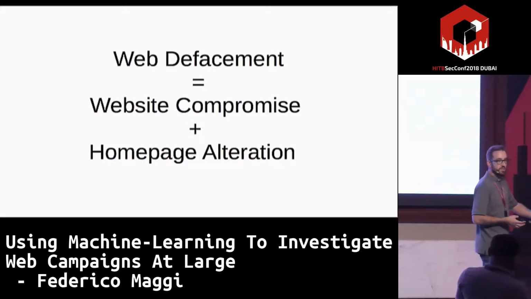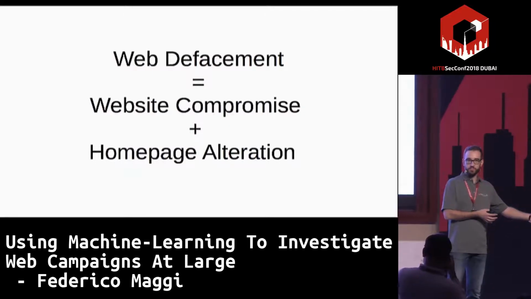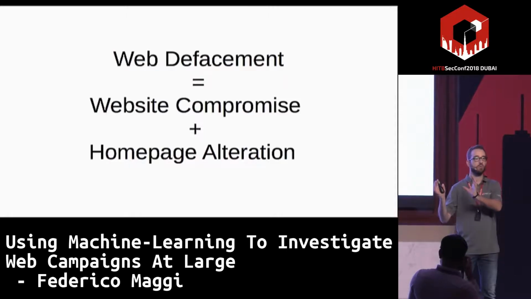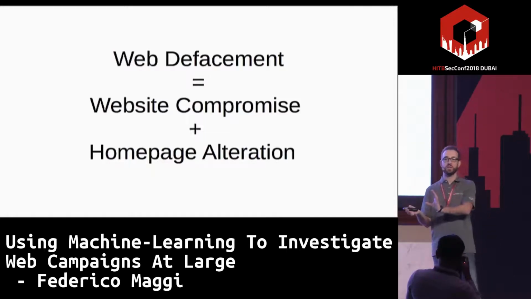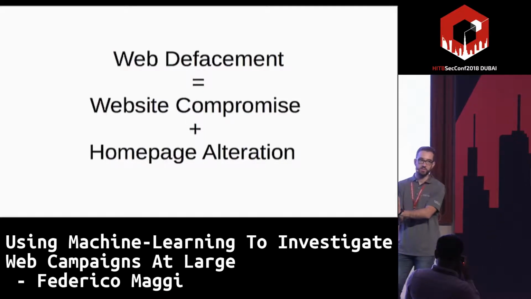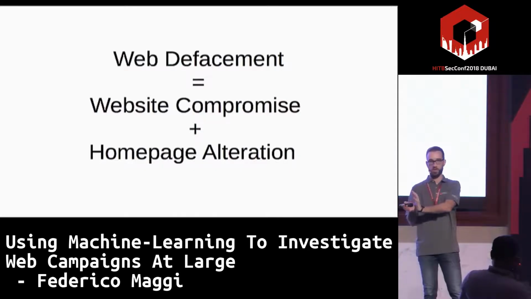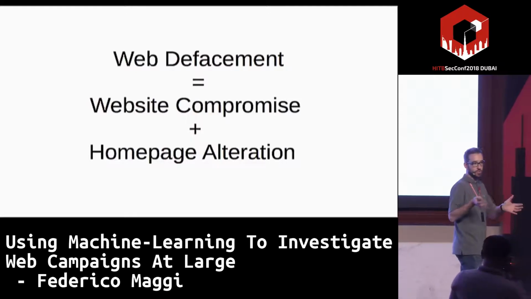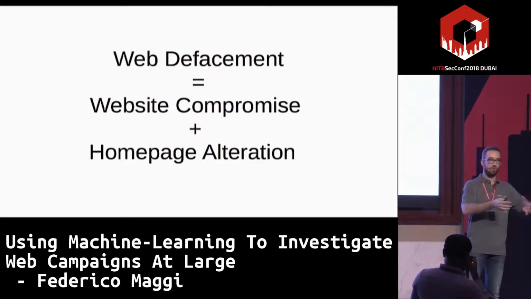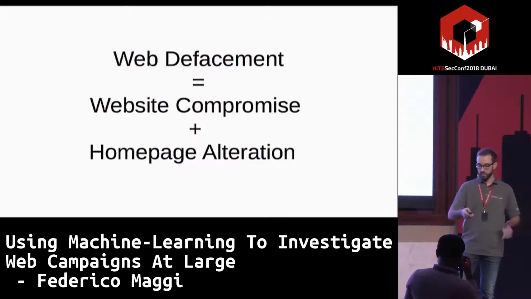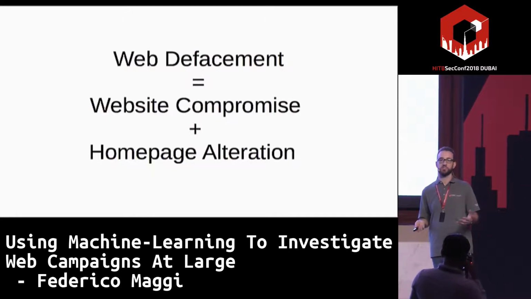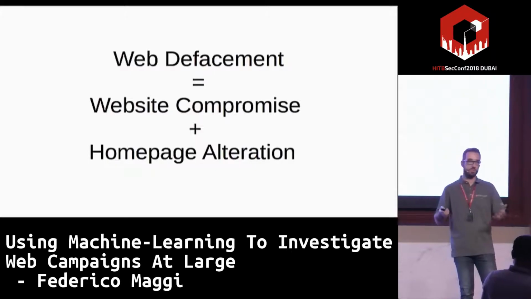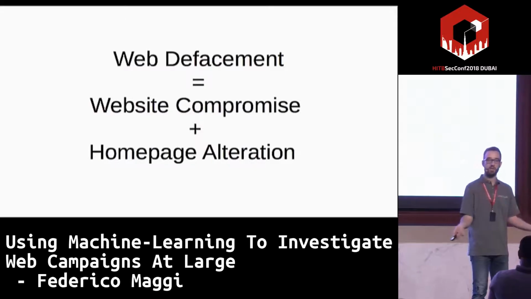And then we have the alteration part. The goal of the bad guy here is to post some arbitrary content on the homepage of a website that he or she has control on. And of course, the interest is to put that content on the homepage so everyone can see it. The higher the profile of the website is, the better it is from the attacker's standpoint, because the message will be seen by more and more people.